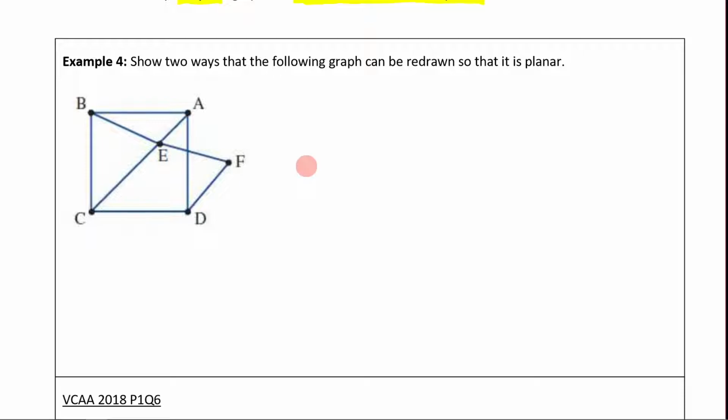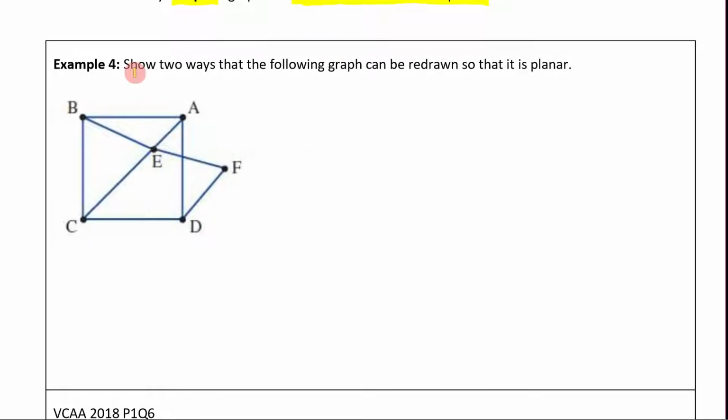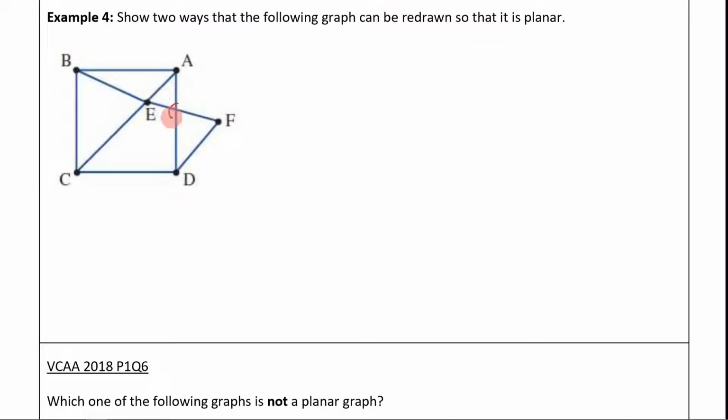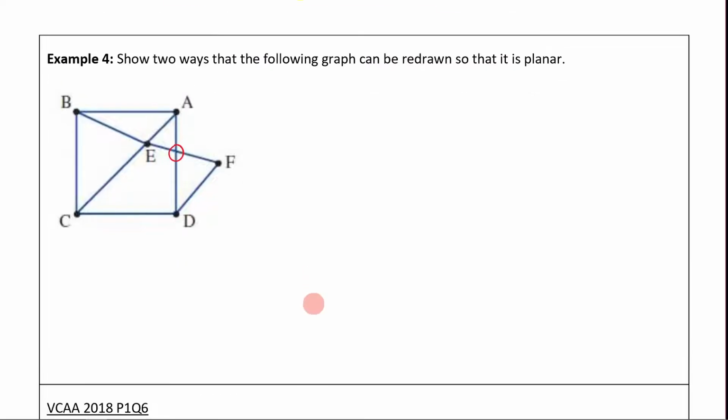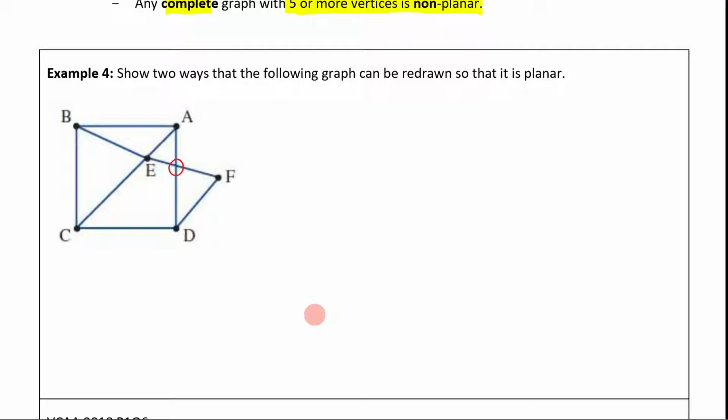All right, let's jump into example 4 here to see if we can show 2 ways that the following graph can be redrawn so that it is a planar graph. So what we want to do is redraw this in such a way that we don't have any intersecting lines. Because at the moment, do you see how we've got an intersection? I've got an intersection here, and that's the only place I have an intersection. So hopefully you can see there's actually a pretty quick way that we could fix this graph, isn't there?